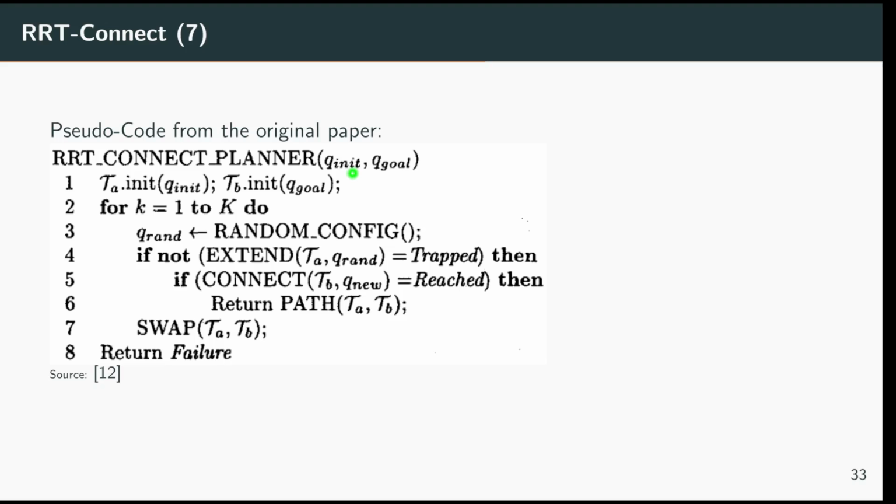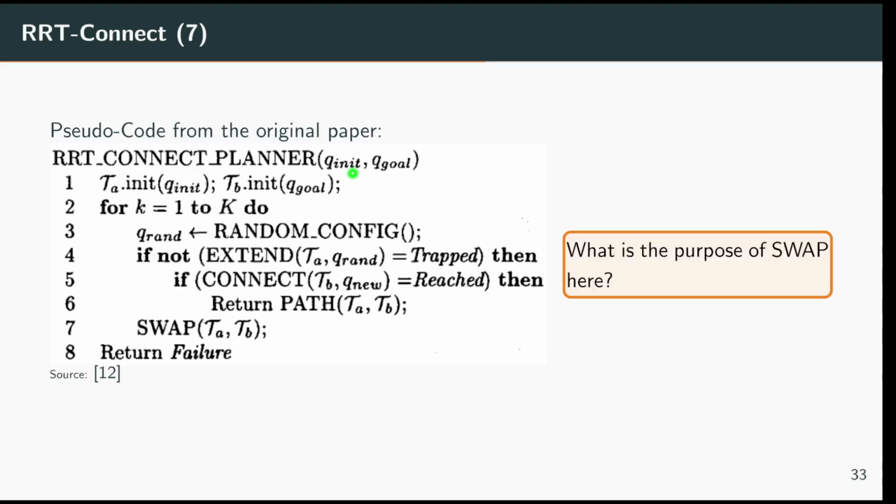Okay, and here I have the pseudocode from the original paper, and I kind of put it down because I liked how compact it looks compared to this visual explanation. And so maybe you can take some time and try to figure out what the purpose of the swap operation in line 7 is.